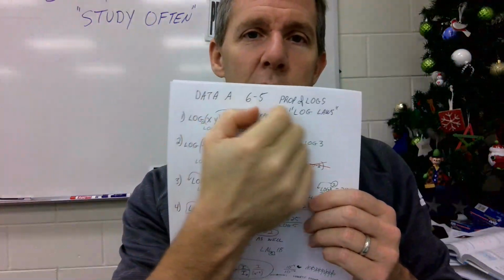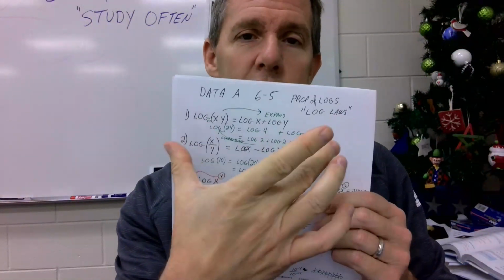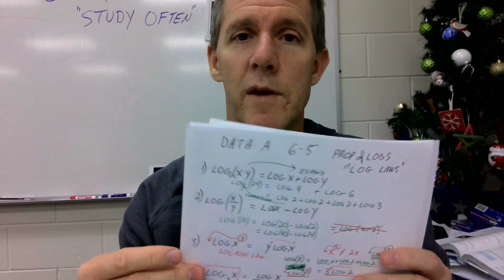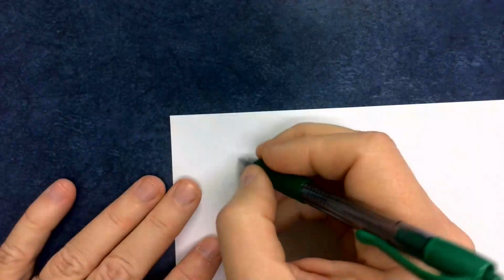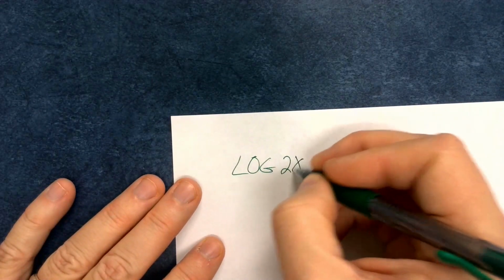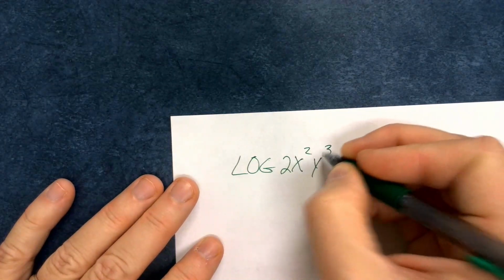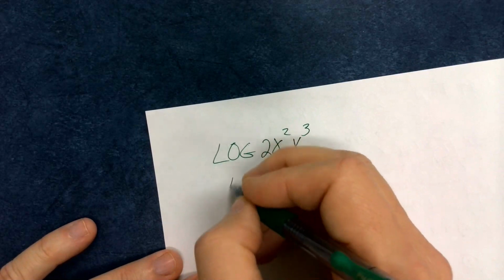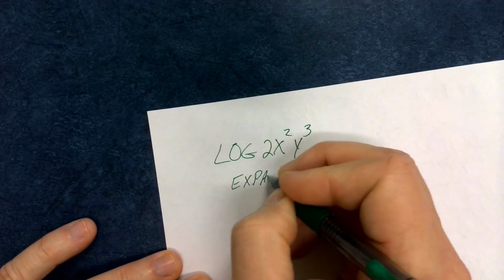Hopefully that helps. Practice your log laws. Remember that expanding means you're writing them out longer. Condensing means that you're shrinking them in. So for instance, an example. If I had the log of 2x squared y cubed like this, and I wanted to rewrite this in expanded form, I want to expand this thing.